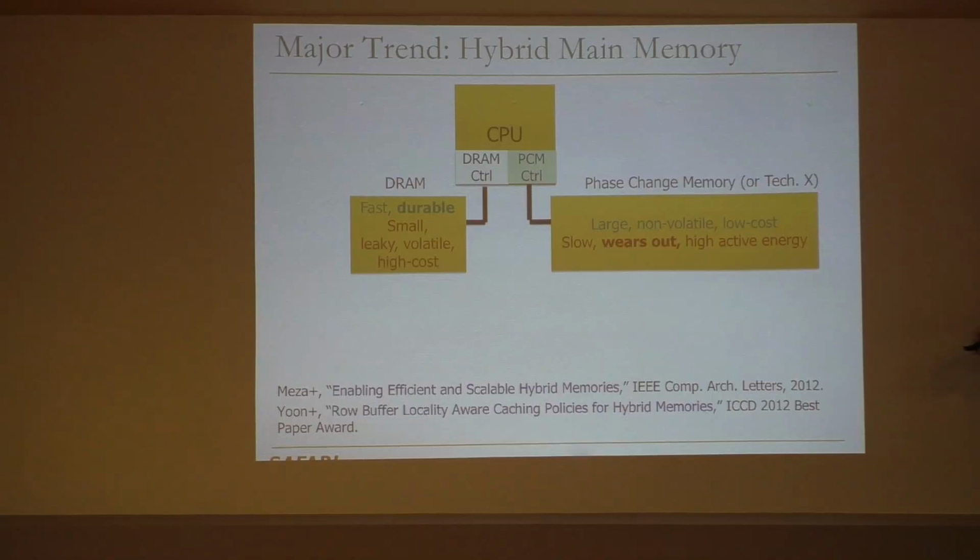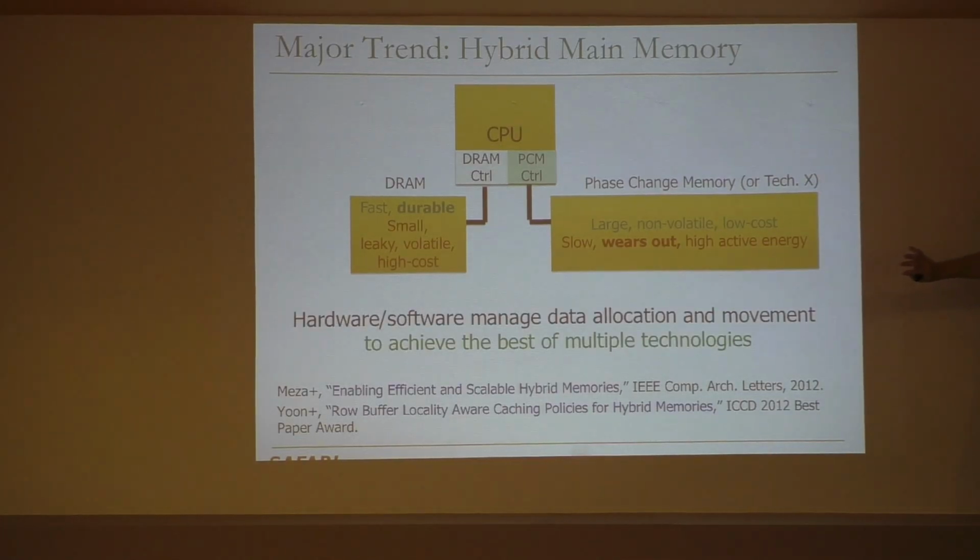As a result, we're putting technologies that are different together like this. Basically, these are called hybrid memories. We have different technologies that are good at different things and bad at different things, and we put them together in a system. And we design the hardware and the software to manage the data allocation and movement between these different technologies to achieve the goods as much as possible while avoiding the bads as much as possible. And this is, I think, very fascinating. There's a lot of interesting research being done in this area. There's more that needs to be done.